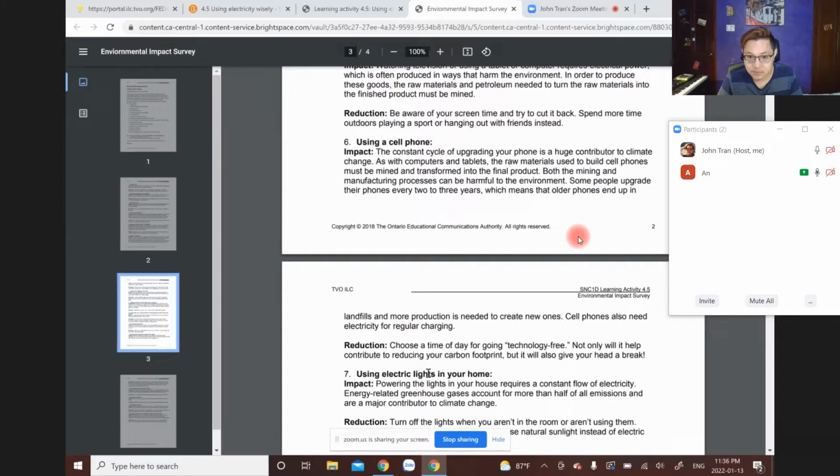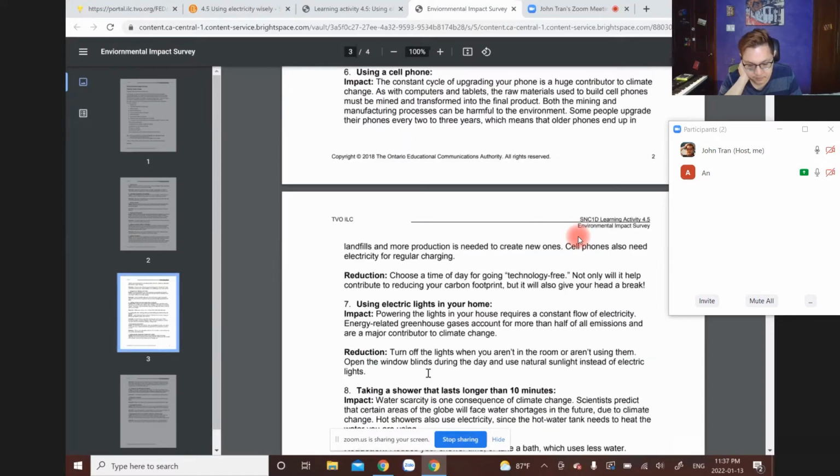Powering the lights in your house requires a constant flow of electricity. And energy-related greenhouse gases account for more than half of all emissions and are a major contributor to climate change.